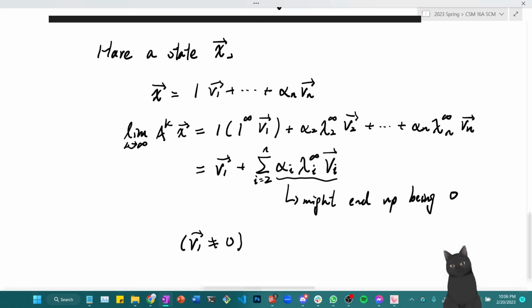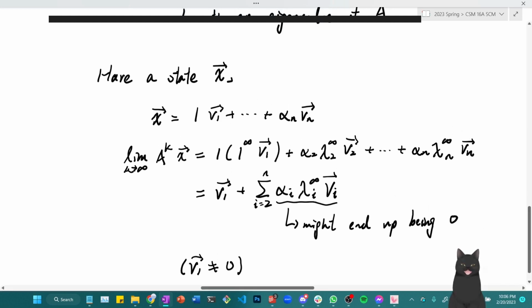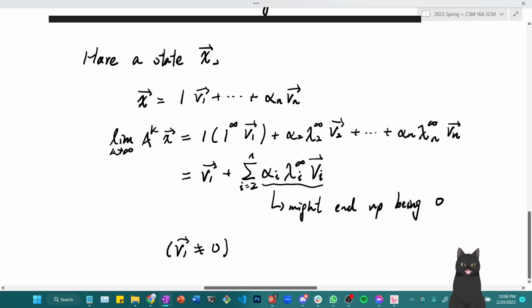There might be another case where your initial state doesn't involve the eigenvector v1 as well. Then in that case, yes, since the coefficient of v1 would then just be 0, you will not see v1 in the steady state. Thus, you are not really guaranteed to get a non-zero steady state transition as well.